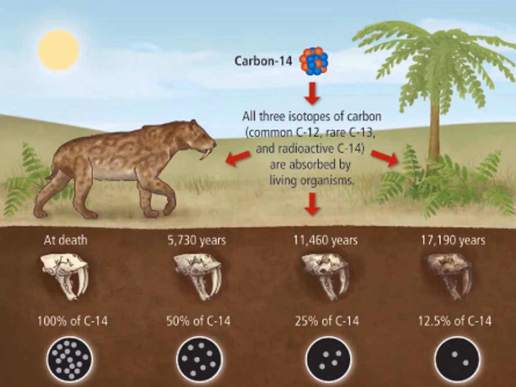Let's understand what carbon dating is. There are actually different types of carbon in the natural environment. Some of them we call carbon-12, some are called carbon-13, and the last one we call carbon-14.